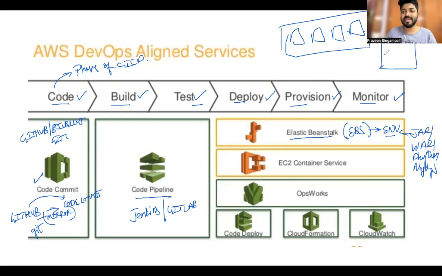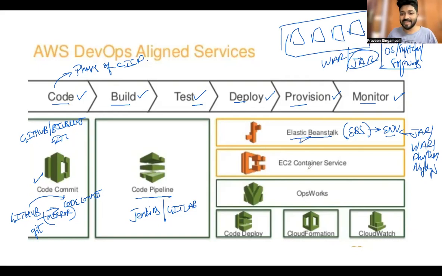Why does the environment play an important role? What does the environment mean? Basically an OS, a system setup, and any other software that needs to be installed. So whatever is needed for your jar or a war or any kind of software application to run, Elastic Beanstalk is very important.